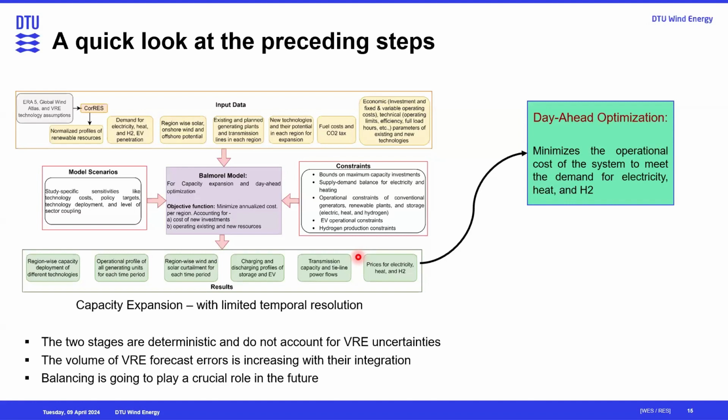And then we run this in an open source tool, by the way, called PyPSA model, which does both the capacity expansion planning as well as day ahead optimization. It gets all the input data, and some scenario data which are user-specific inputs. For example, what are your policy targets? What are the technology costs you assume?